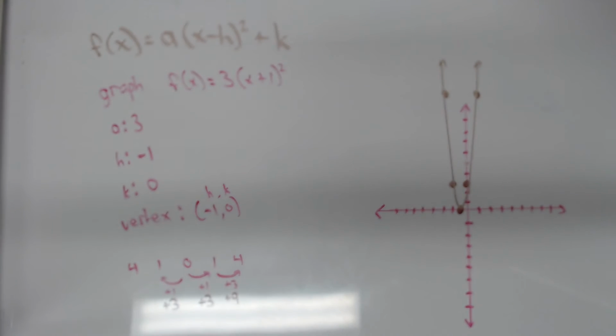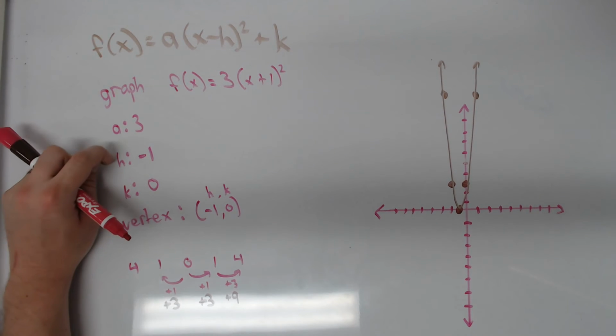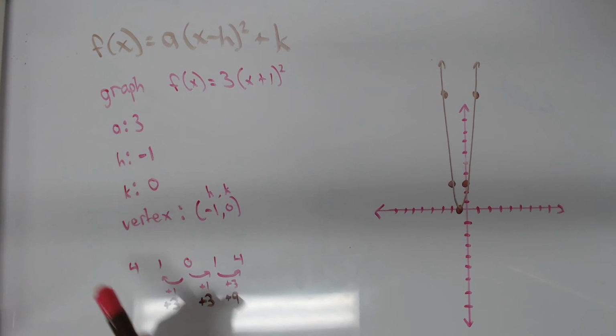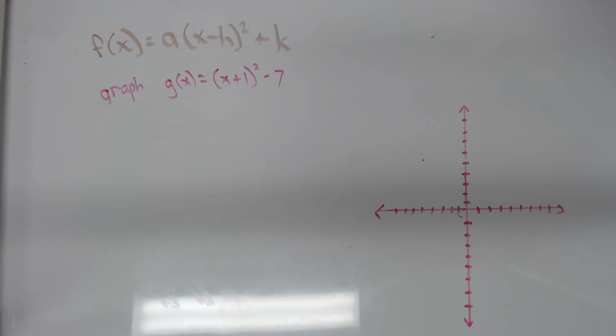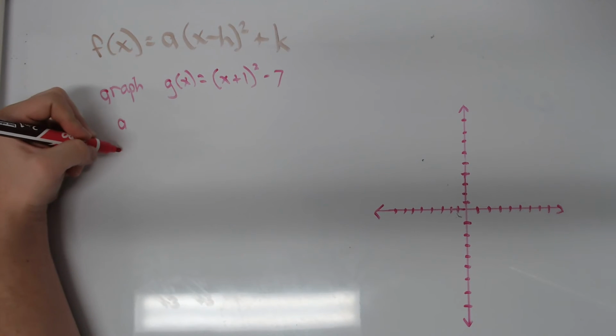So that's my graph. Didn't even have to write a table of values. I just have to follow my parent function with my stretch, and then use my h and my k value with my vertex. That's really all it takes to graph these. So we'll do a couple more. Okay, next equation. Once again, I'm going to start with my a, h, and k values.